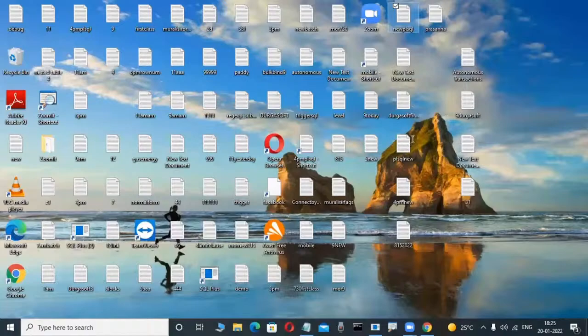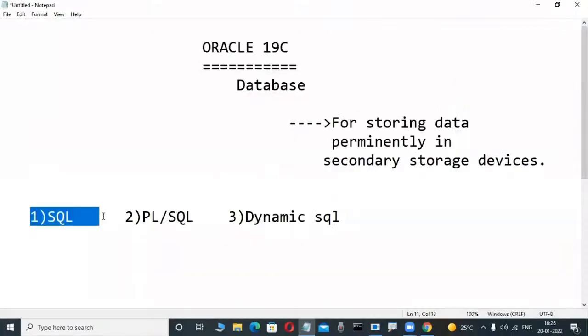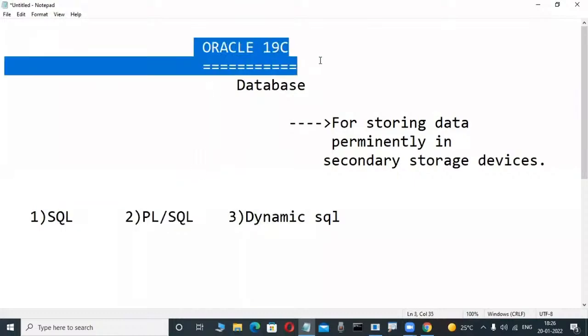Don't worry. That's why we learn the SQL language first. After that, you are getting some knowledge, and only then you learn about PLSQL. Through these two languages, we are operating this Oracle software.